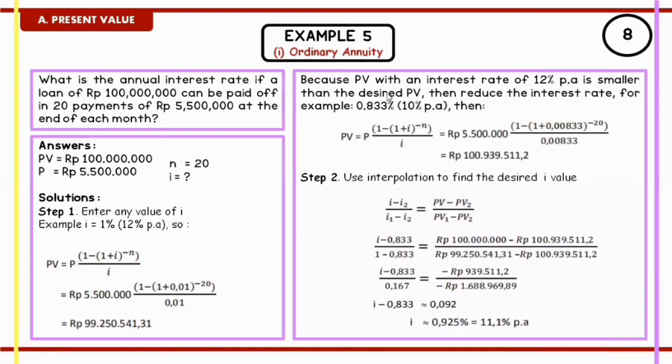Next, because PV with an interest rate of 12% per annum is smaller than the desired PV, then reduce the interest rate, for example 0.833% or 10% per annum, and then we get this PV result. And step 2, use the interpolation to find the desired I value. We use the interpolation formula and we get I equals 11.1% per annum, and this is the interest rate.